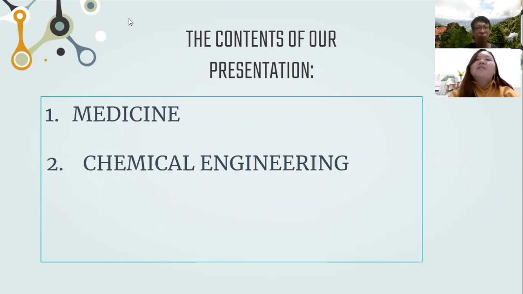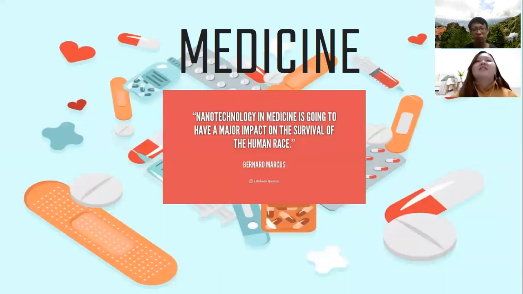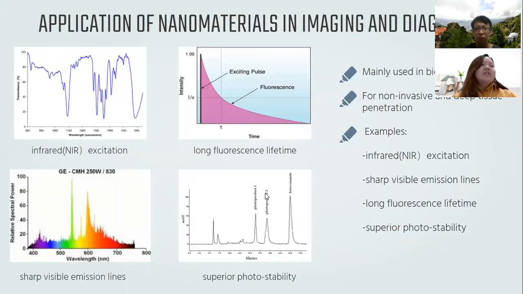So the contents of our presentation today will be mainly focused on the application of nanomaterials in medicine and also chemical engineering. Next. In medicine, Bernard Marcus once said that nanotechnology in medicine is going to have a major impact on the survival of the human race. This quote is proved by the behaviors of nanomaterials, which have unusual mechanical, optical, electrical, and chemical behaviors. That's why they have been widely used in medicine and pharmaceuticals. The nanomaterials used in medicine are usually known as nanoparticles, and they are being developed for the treatment of cancer, asthma, allergy, and so on.